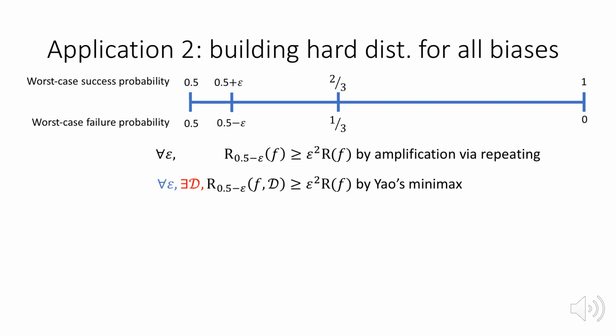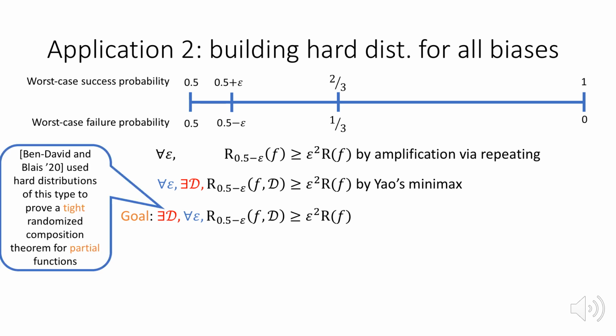Now, if we apply Yao's minimax theorem on the left-hand side, we know there is a hard distribution D such that achieving bias epsilon on D requires epsilon squared times R of f queries. One caveat of this claim is that D has to depend on epsilon. Different epsilon gives different hard distribution D. What we want here is a single distribution D that is hard for all epsilon. Such a distribution is indeed very useful and is related to our first application, proving composition theorems.